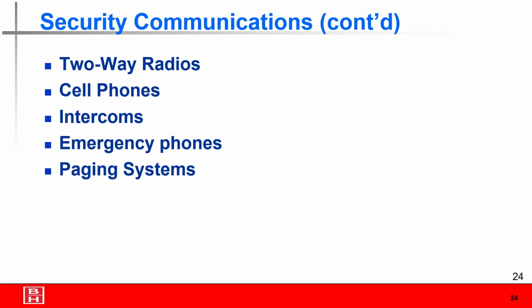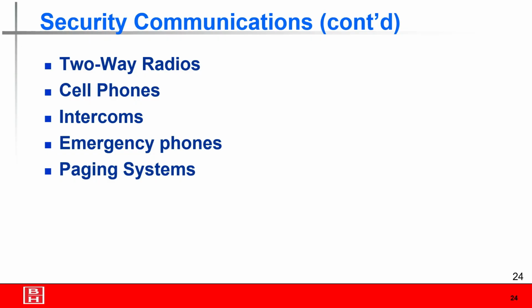Security communications. How do we communicate? Two-way radios, communication between security officers and the public. Why do we want to make sure the communication works? Because if there's a problem, we need to communicate between security officers and other security staff.